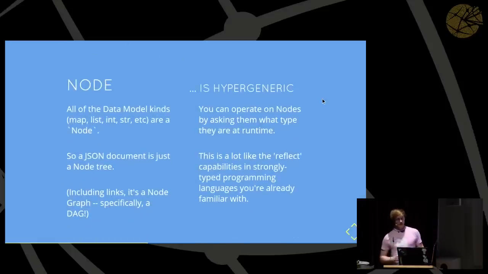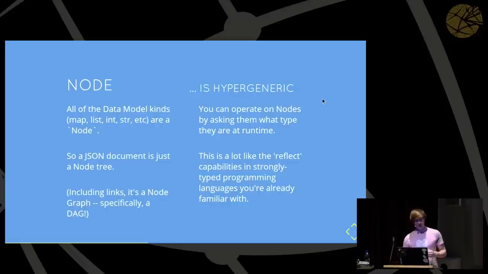So what we've got in IPLD, we already have that enumeration of kinds. We're going to make every one of those referenceable by a concept called a node. So node is going to be our hypergeneric type. It's going to be like our any. A node tree is isomorphic to a JSON document or anything else you're parsing. If your node kind is a link, remember we added links to the data model, then you've got a graph. But since it's an immutable link backed by hashes, more precisely, you've got a directed acyclic graph, which is cool because you can traverse it and not fear cycles.